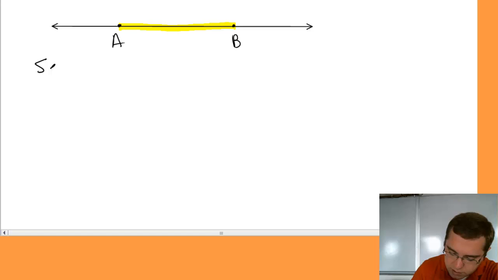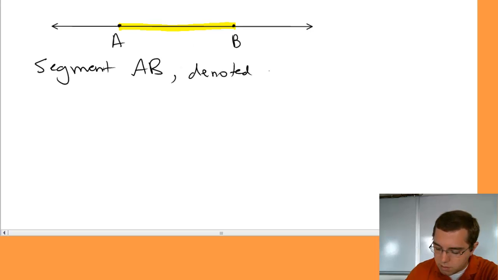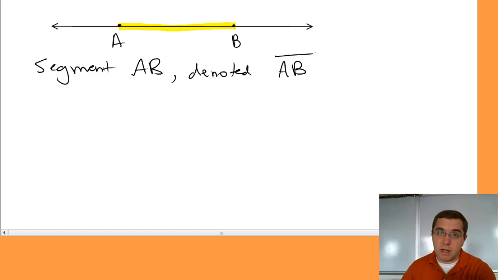So segment, this is a definition, segment AB, which is denoted with capital letter A, capital letter B, and a bar above them. A line had a bar with two arrows on the ends. A segment has no arrows. It's just a finite piece of a line. So it just has a bar above it.